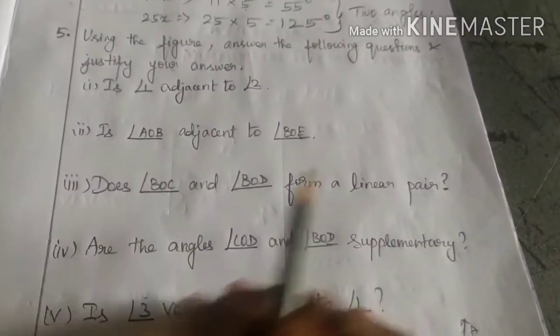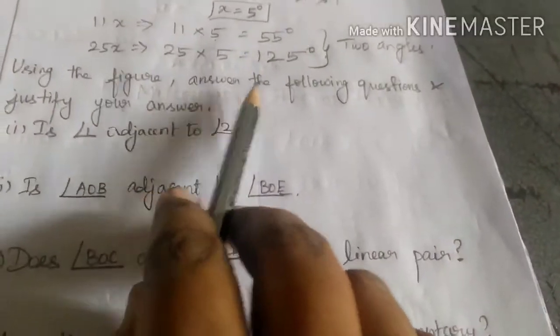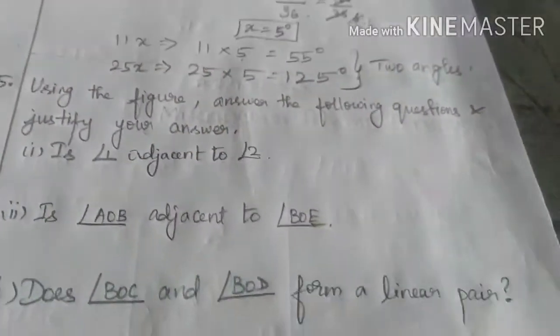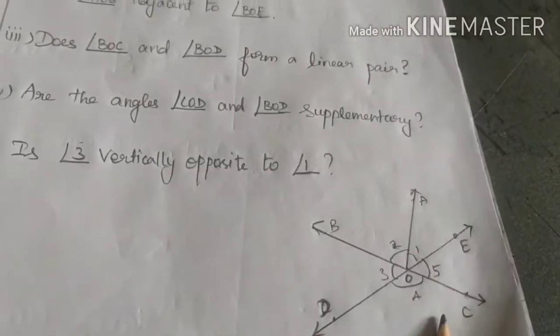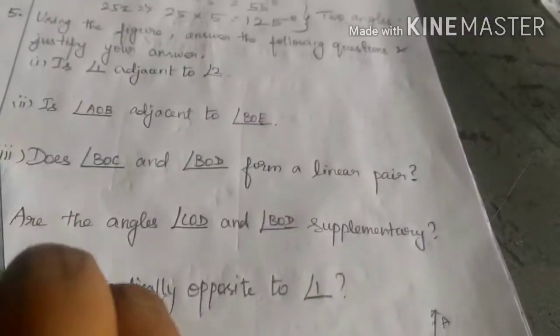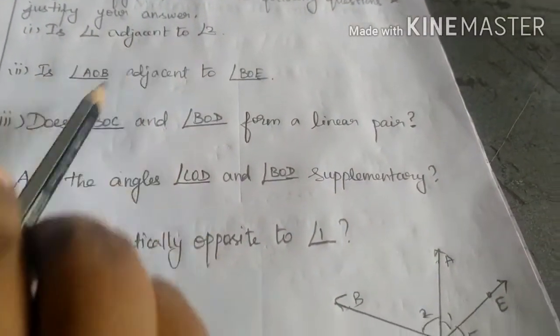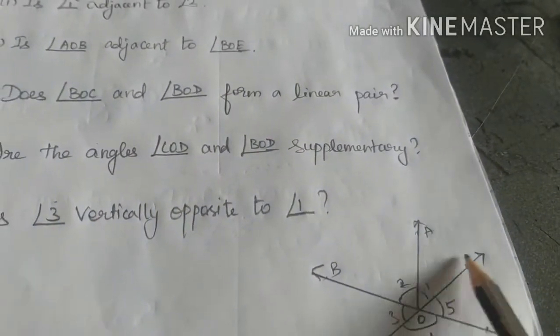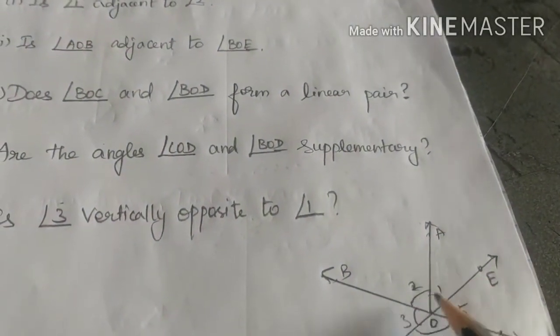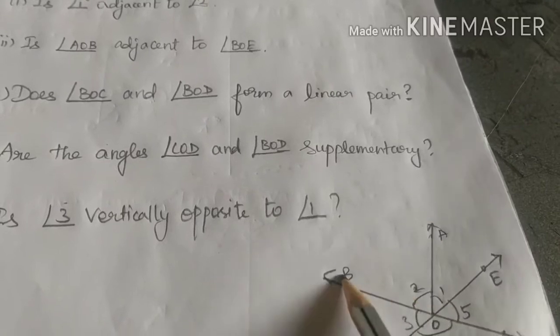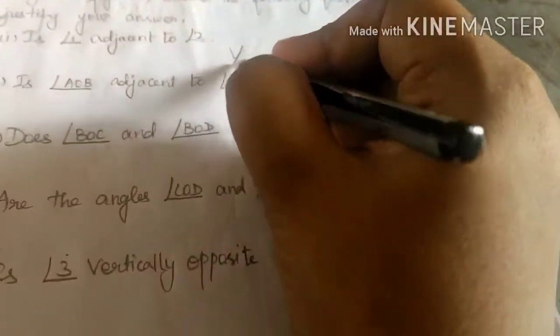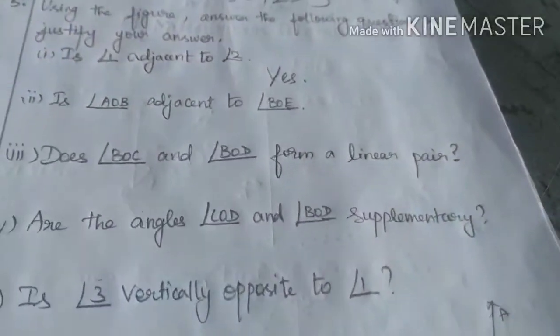This is question number 5. Using the figure, answer the following questions and justify your answer. So we are going to this figure. Five questions are given. We are going to answer yes or no. Is angle 1 adjacent to angle 2? So angle 1 is AOE, angle 2 is AOB. They are asking whether both are adjacent angles. So yes, both are adjacent angles.